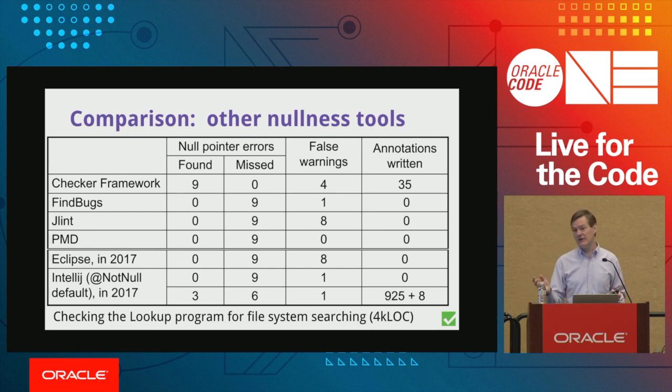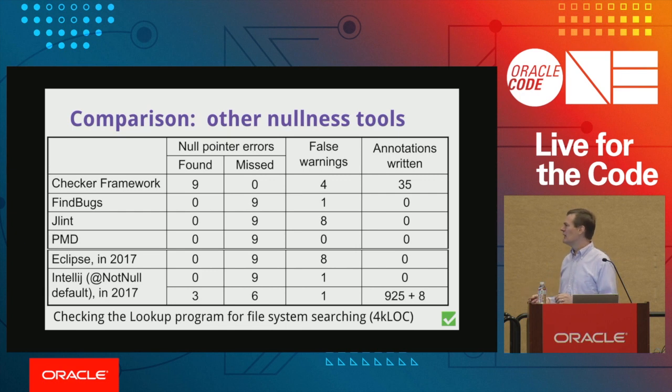And IntelliJ is neat because it has an automated tool that will add annotations for you. So we used that tool. We added the annotations automatically, and it added 925 annotations. They weren't quite right. We had to change 8 of them. I think there were 5 that were wrong and 3 that were missing, or maybe the opposite.